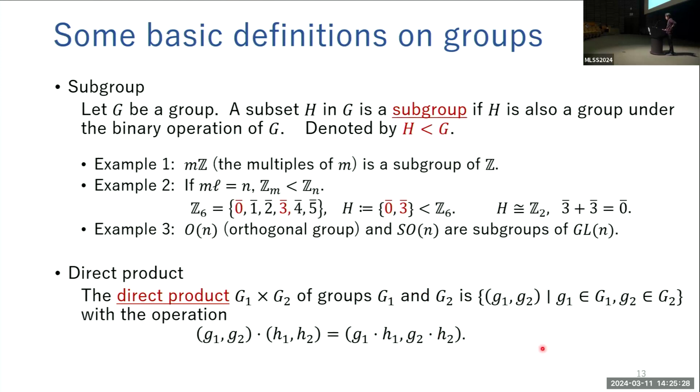Okay, this is also a very simple notion: the direct product. The direct product is a way of making another group from two groups. This is quite simple. As a set, this is just a Cartesian product, and the operation is component-wise. And this makes a group. This is just a simple construction of a new group from two groups.